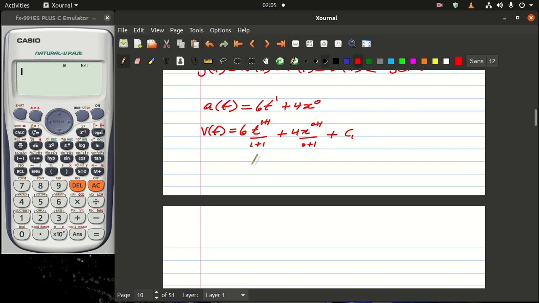The second thing that you need to do is simplify. You have a 6, and then you have a t, and then 1 plus 1 is a 2, and you divide that by 1 plus 1, which is a 2, plus 4 times x raised to 0 plus 1, which is just a 1, divided by 0 plus 1, which is 1, plus c1. Of course, our velocity time function is going to be 6 divided by 2, which is 3t squared, plus 4x plus c1.